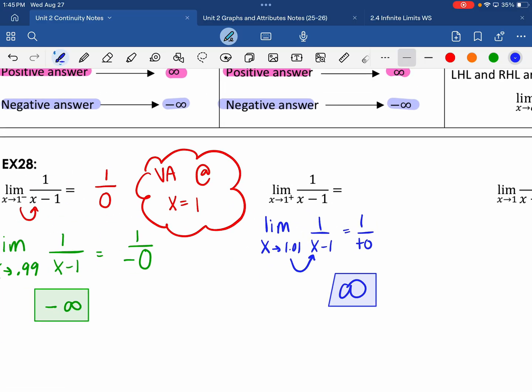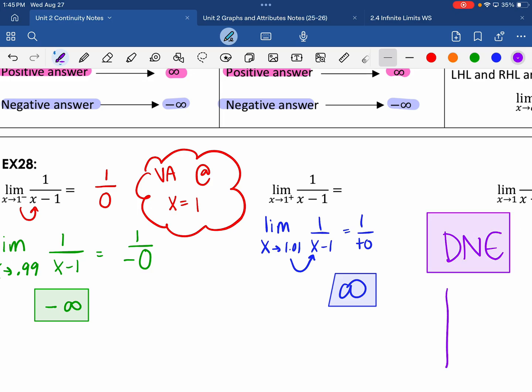Right. So because the left side is going to negative infinity and the right side is going to positive infinity, what can I say about the limit? It does not exist. Which makes sense because there's a D and E, because they don't exist.